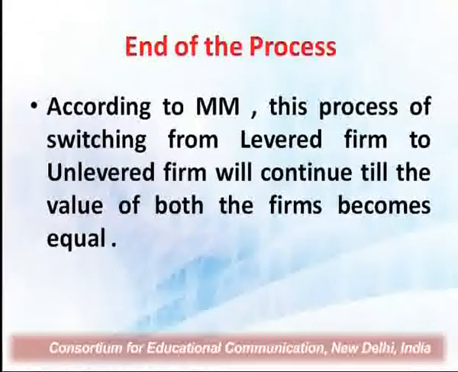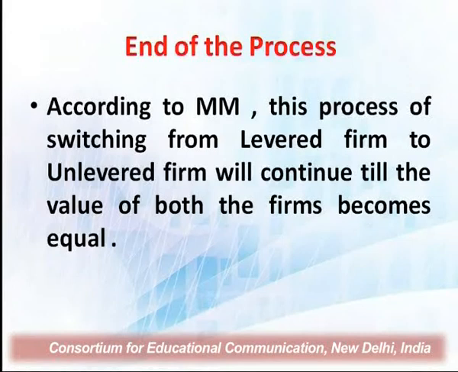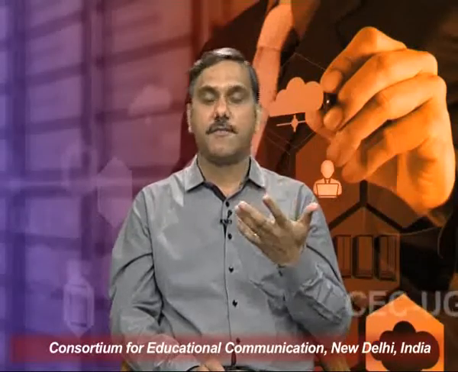The second part of the question was, when will this process come to an end? According to this process, switching from levered firm to unlevered firm will continue till the value of both the firms becomes equal. So this is the way Modigliani and Miller approach, along with its three propositions and different assumptions, tries to give a behavioral justification of how the change in the capital structure is not relevant to the firm's value.